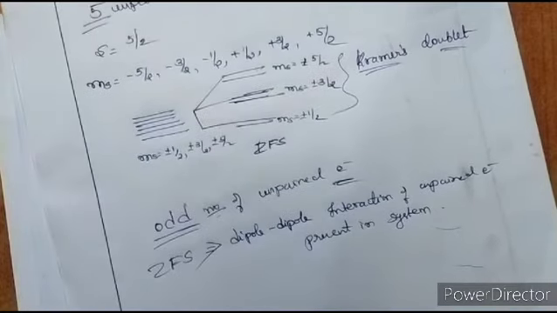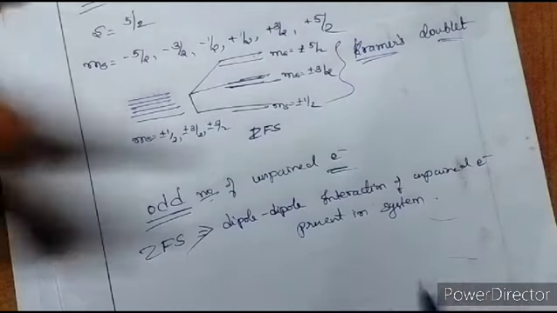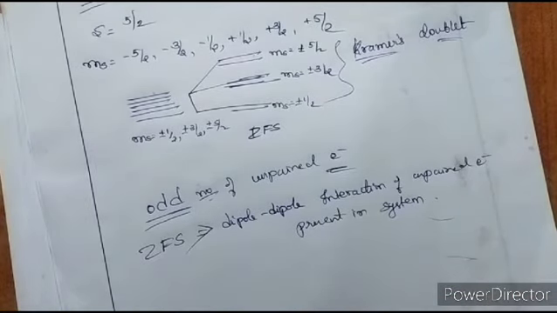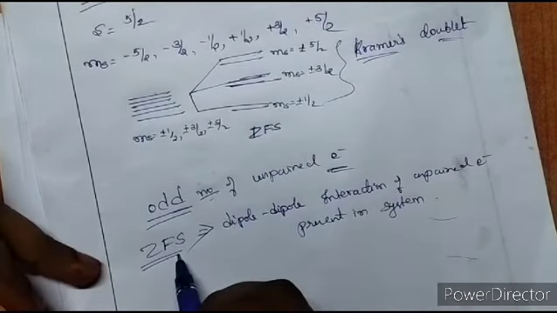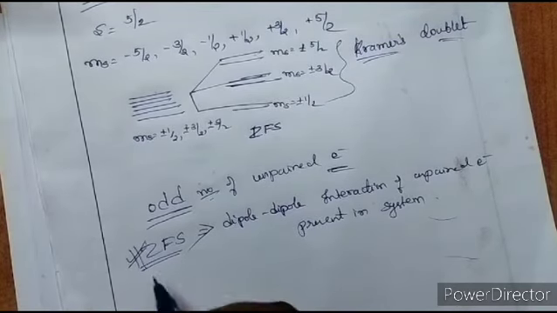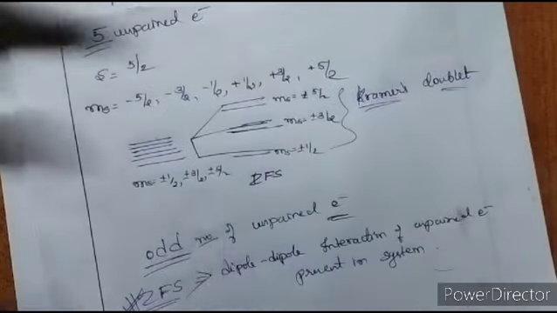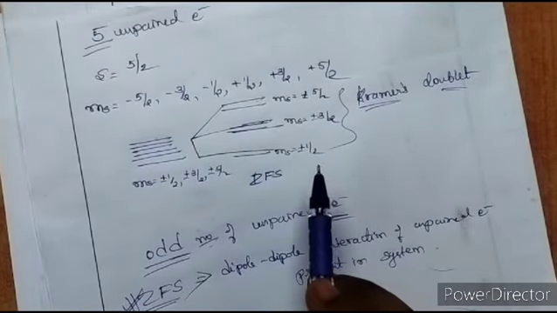Why does zero field splitting occur? Mainly because whenever the system has more than one unpaired electron, there may be some kind of interaction between those unpaired electrons. Because of that interaction, there will be a splitting of the ms level in the absence of a magnetic field. That is what we observe in systems containing more than one unpaired electron, and that is what we call zero field splitting.